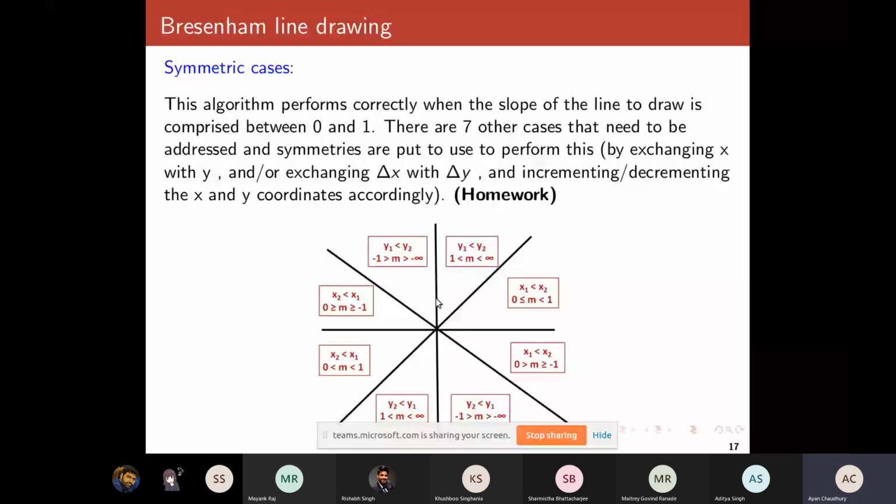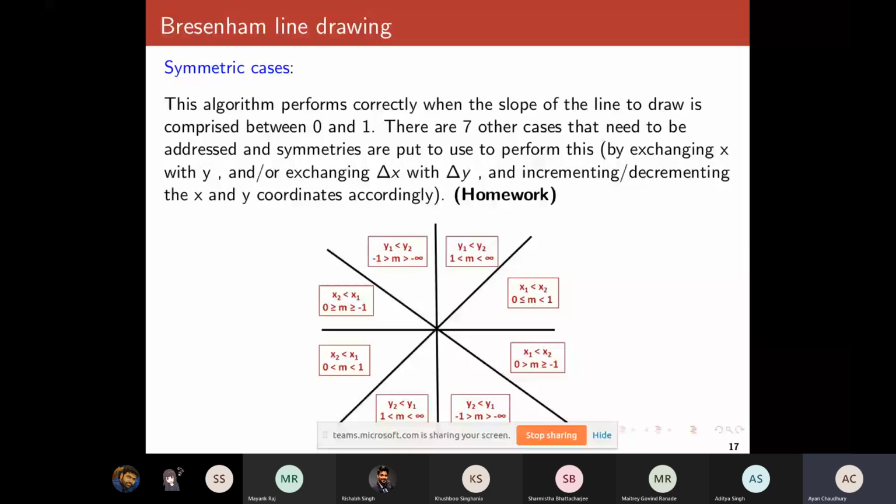Okay, and if we consider the other quadrants, there are 7 other cases as well, but you can just do the same. You don't have to redo the calculations over and over again. You just exchange the value of delta x and delta y and increment the coordinates accordingly. So I leave that for homework, and you can also look at the web. There are many other tutorials for doing this.